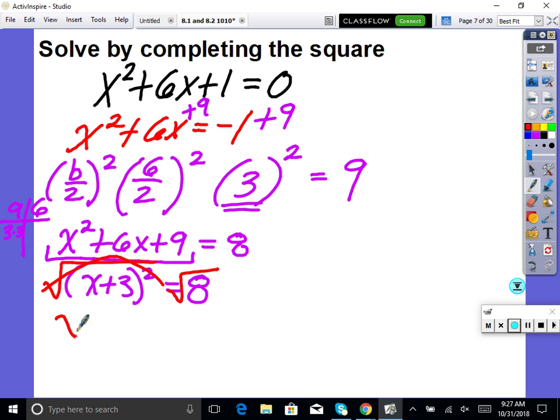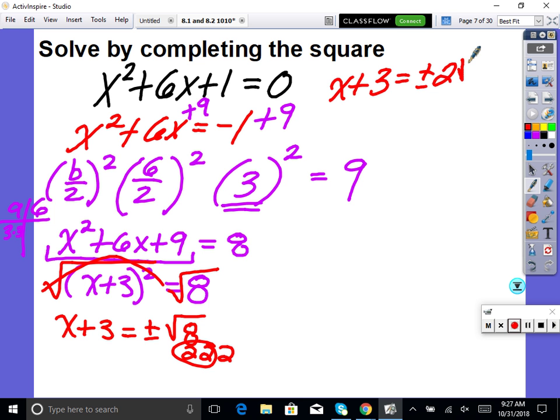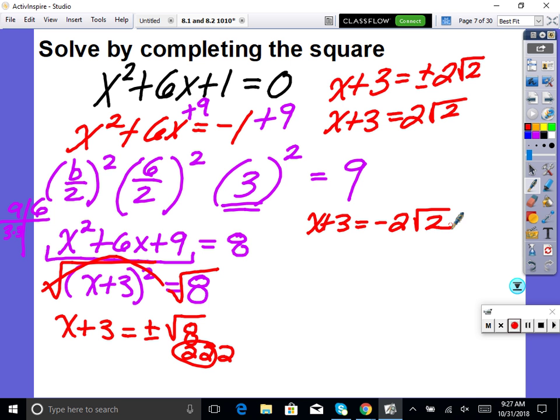So now we have x plus 3 equals plus and minus root 8, which is 2 times 2 times 2. So we actually have x plus 3 equals plus and minus 2 root 2. True? So then from there, split it up. X plus 3 equals 2 root 2, and x plus 3 equals negative 2 root 2. So then solve. Subtract 3, subtract 3.